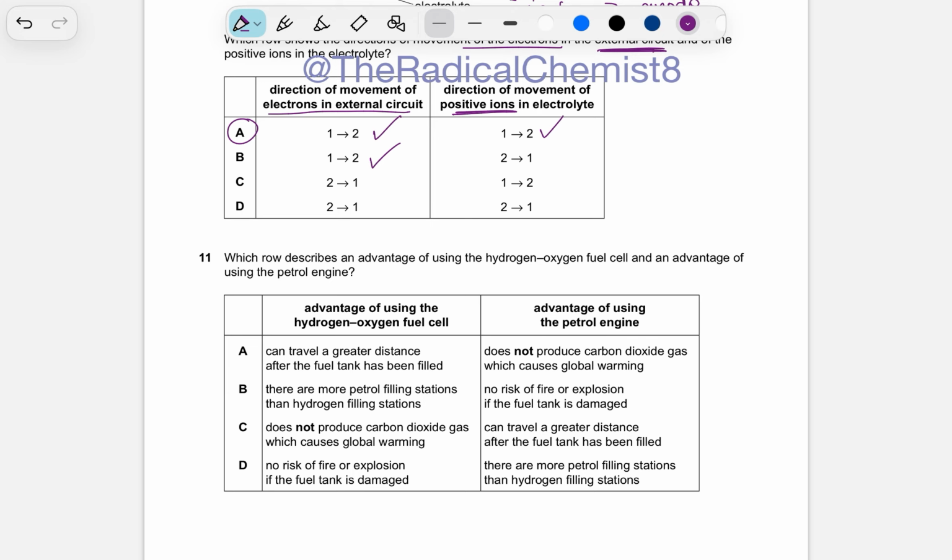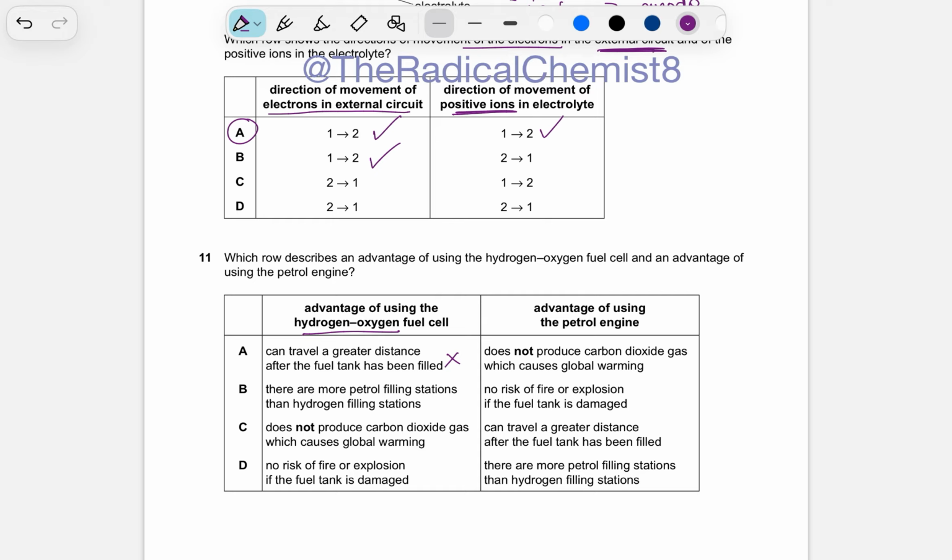Which row describes an advantage of using the hydrogen-oxygen fuel cell and an advantage of using a petrol engine? So hydrogen-oxygen fuel cell, remember, is only going to produce water as your product. So it says can travel a greater distance after the fuel tank has been filled. That's wrong, because technically hydrogen is a gas. So you're going to be filling up your tank with less gas compared to how much ever liquid would fit in it.